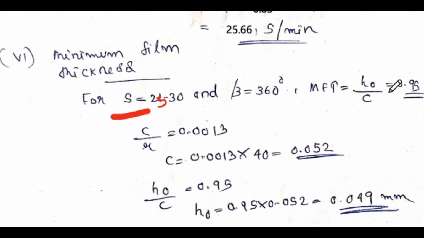H0 is to be found, which is the minimum film thickness. To find it we only need the C value. We already know the value of C by R, and we know the radius and diameter, so obviously using R we know the value of C. Hence we can find H0 from this equation, which is the minimum film thickness. Here the plot can be found in the data book. From that, by using the S value and beta, you can find the minimum film thickness ratio, which will be 0.95, and using this equation you can find the value of H0.